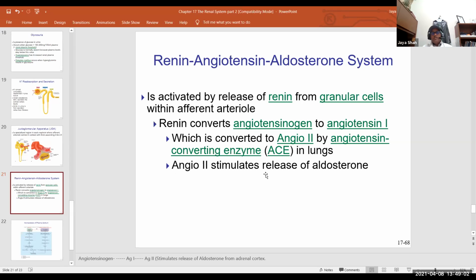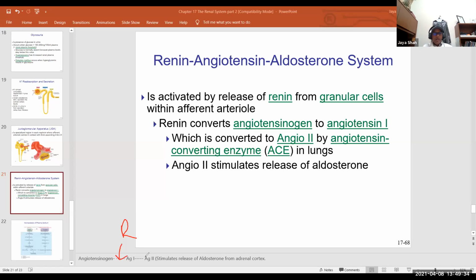Angiotensin 2 stimulates the release of aldosterone from your adrenal cortex. So angiotensinogen, angiotensin 1, angiotensin 2. So what converts this angiotensinogen into angiotensin 1? Renin. So we can add here, this is by renin.